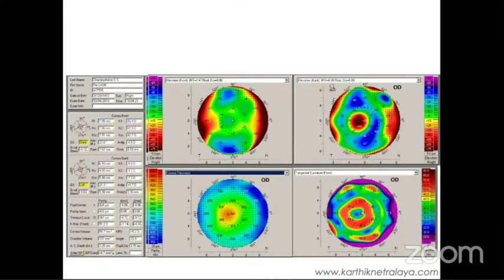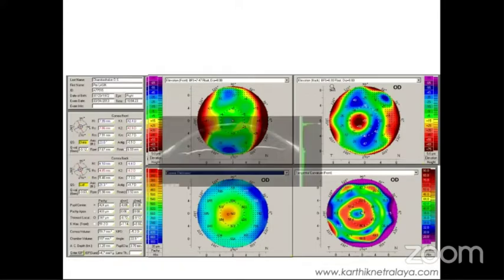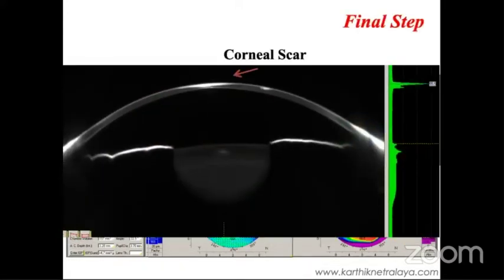So if you look here, there is a huge elevated area on the back surface and the same point is highly thinned on the pachymetry. So is it a case of keratoconus? Not actually. This is a patient who had an injury with a corneal scar. So scars are true mimickers of keratoconus.